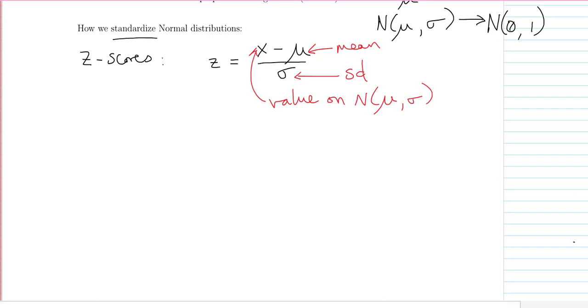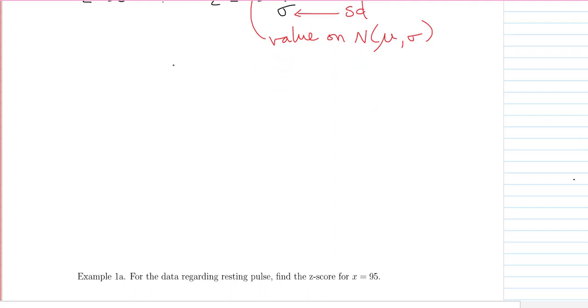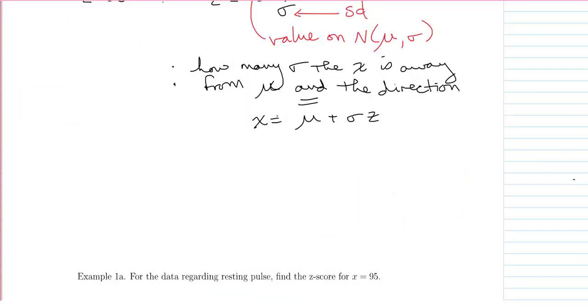Alright, so why is the z-score important? The z-score tells us how many standard deviations x is away from mu, and in what direction. We get this just by rewriting the z-score formula and solving for x. So multiplying both sides by sigma and then adding mu to both sides, we get x is equal to mu plus sigma times z. So z is how many standard deviations x is away from mu.